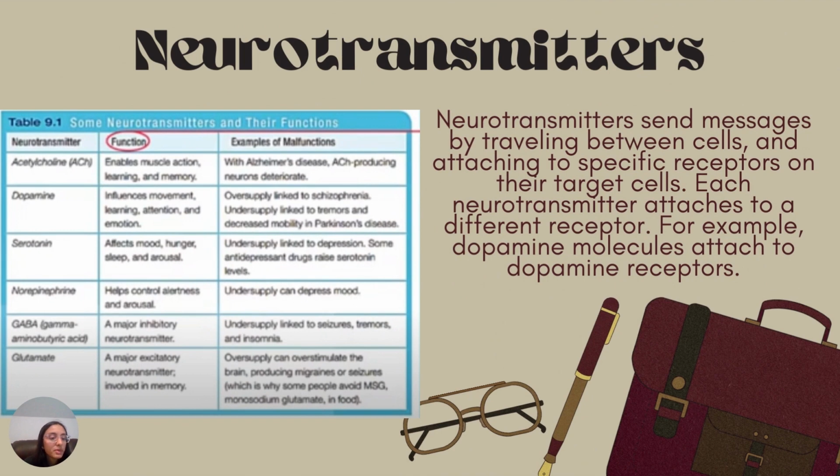Neurotransmitters send messages by traveling between cells and attaching to specific receptors on their target cells. Each neurotransmitter attaches to a different receptor. For example, dopamine molecules attach to dopamine receptors. There are several types of neurotransmitters, and some of them are shown in this picture to the left.